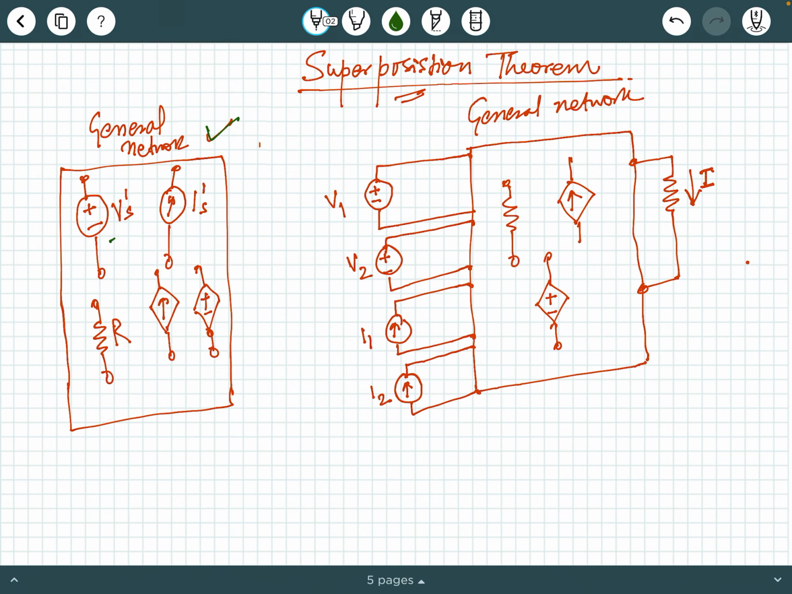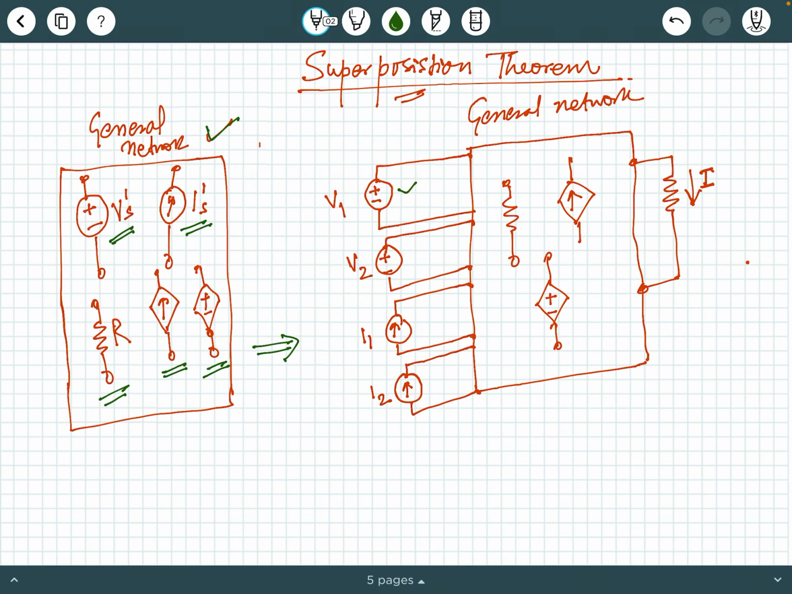So far, whatever we have studied, it could consist of voltage sources V's, then current sources I's, that is independent voltage and current sources, various resistances, and dependent current sources and dependent voltage sources. So this is what a general network can contain, and all of this can be connected arbitrarily to each other depending on the situation.